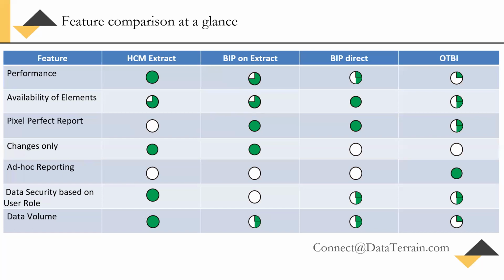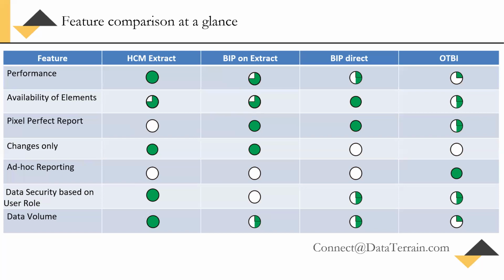So with that feature, only HCM extract and BIP can be created. So that can be done. Then there is ad hoc reporting like OTBI. Once you drag, if users know which subject area can be used for reporting, users can just drag and drop and view the report and what the representation should be.